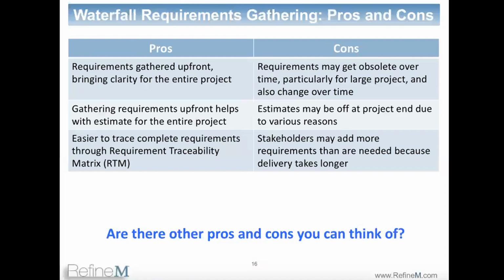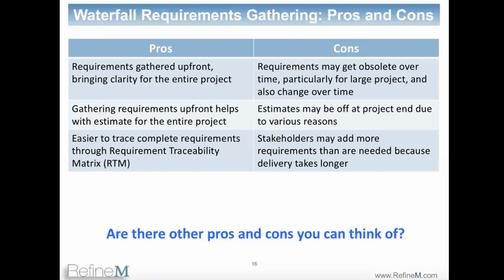The downsides are the requirement may get obsolete, and that happens many times, particularly for a larger project, more than a 3 or 4 month project. As the project duration gets longer and longer, you have more and more of this problem, and that's a big problem, because you start with so much clarity in the beginning, but then very soon, in 4, 5, 6 months, the requirement starts getting obsolete, because the business situation changes, a lot of things happen in those months, and the context is lost.